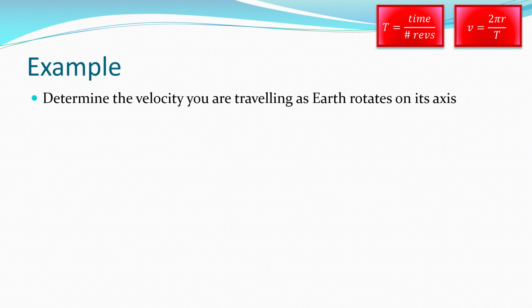Let's look at an example. Determine the velocity you are traveling as the Earth rotates on its axis. So we're going to need our velocity formula here. In order to do that, we're going to need to know the period. Well, the period of a rotation on Earth is just 1 day, 24 hours. We can convert that to standard units of seconds. And we need to know the radius of the Earth.